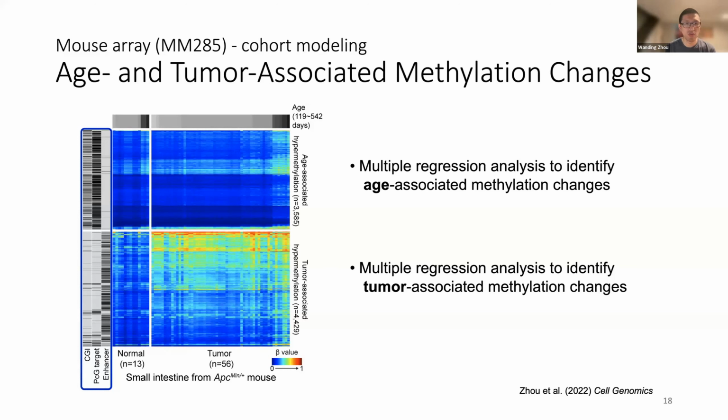And then we perform multiple regressions, and we found CpGs that are coupled to age and coupled to tumor, but not to the other. So in this case, you can see that the age-associated hypermethylations are primarily located at the CpG islands and polycomb targets, while the tumor-associated hypermethylations go to enhancers.